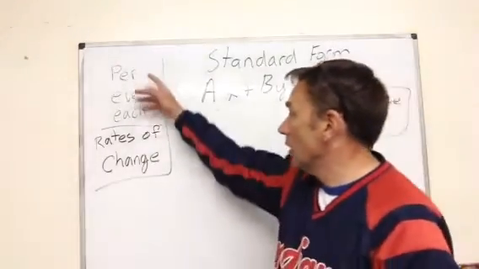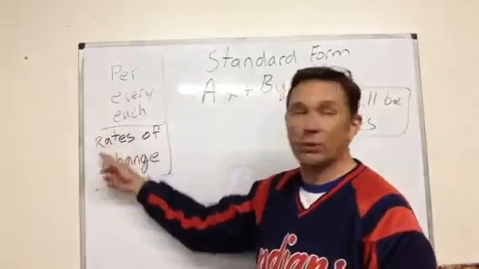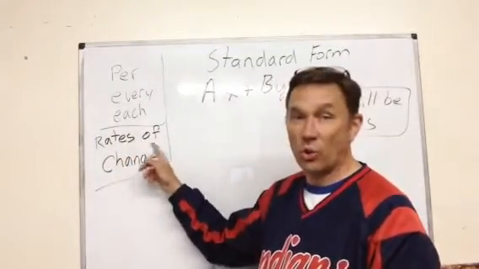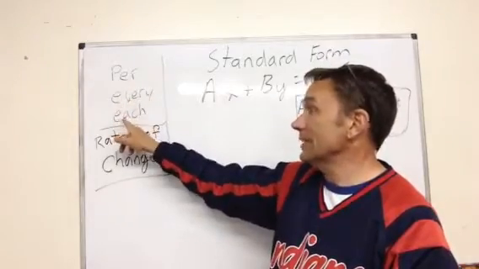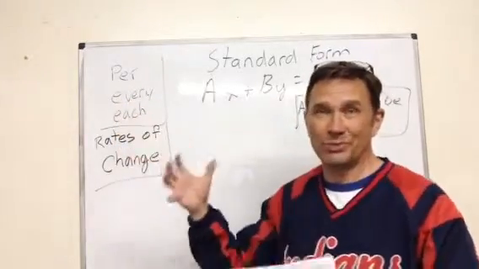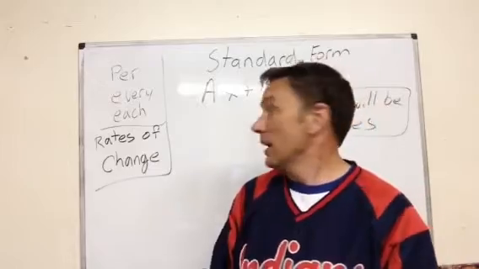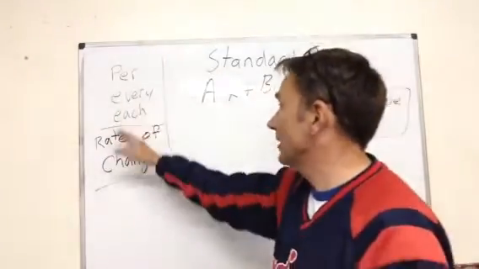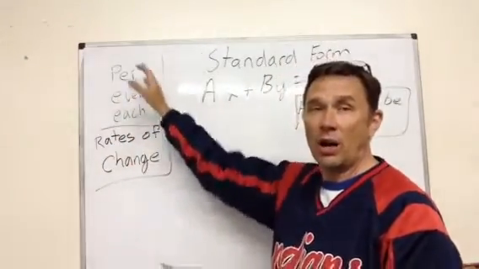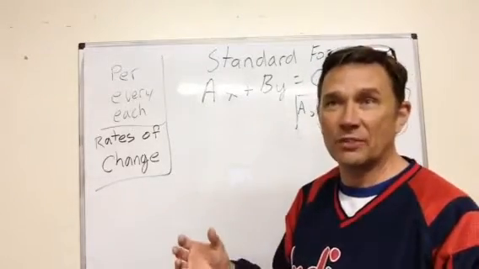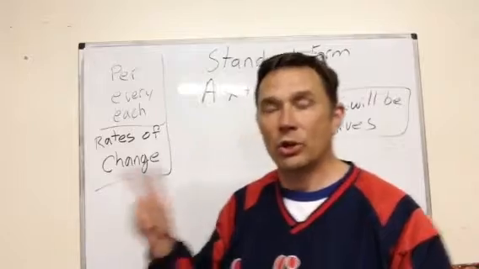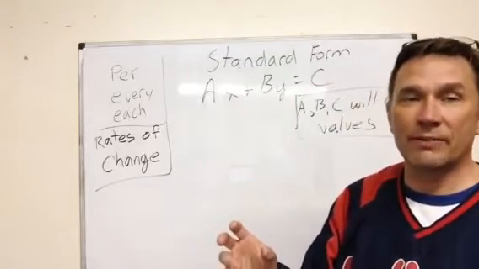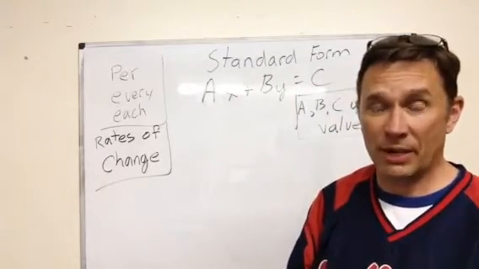So you have to remember, what are some of the key words that will indicate rates of change or a slope? The words per, for every, each, or something in a unit measure makes it a rate of change. This is where our slope would go. So instead of just one number multiplying a variable, we're going to have two of those: a number multiplying a variable, another number multiplying a variable, and a total.